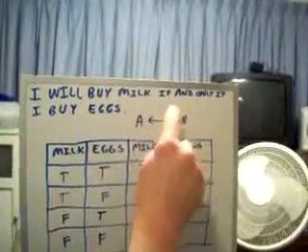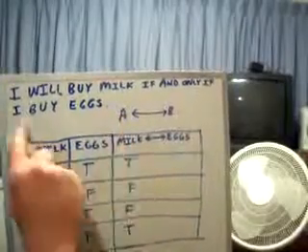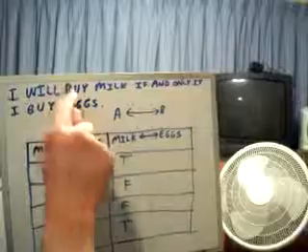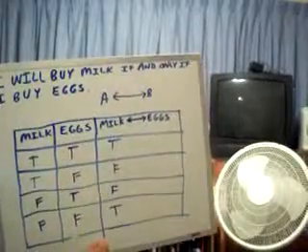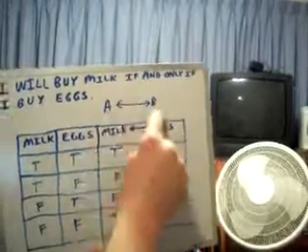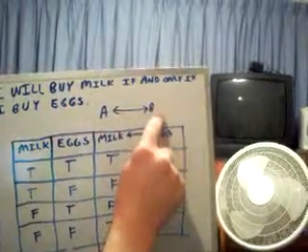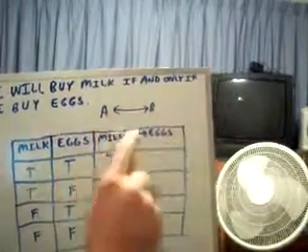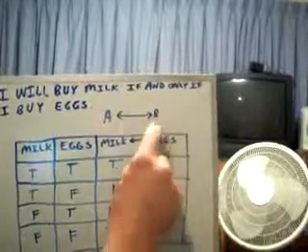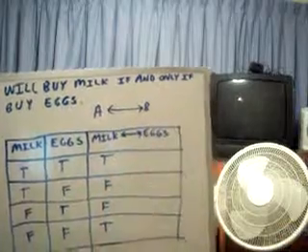I will buy milk if and only if I buy eggs. That means that the only time you're going to buy milk is if you buy eggs. Now, in the last video, you would have A and B, and the arrow would point to B, but not to A. In this video, it's going to point in both directions, because these are interdependent on each other.